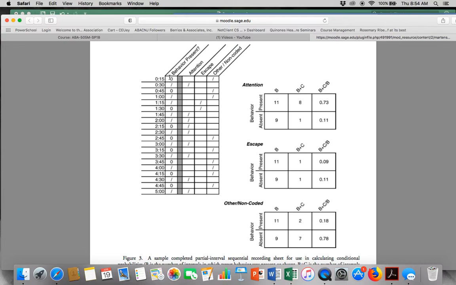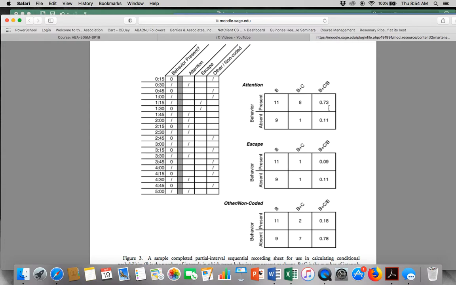So for the first 15-minute interval, the behavior wasn't present, but some other consequence besides attention or escape did occur. For the second interval, the behavior was present and attention was provided contingent on the behavior. And this goes on throughout the rest of the observation period.